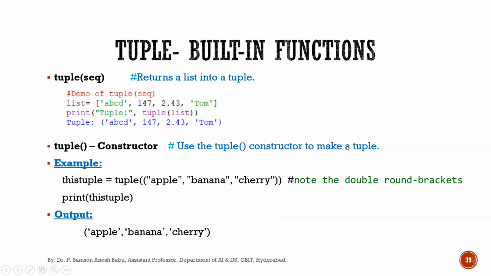Tuple constructor. Use a tuple constructor to make a tuple. Here also, apple, banana, cherry is there in double round brackets. We have to put the sequence inside the tuple constructor. Whatever sequence we are having will be converted to a tuple. The output is coming as a tuple.